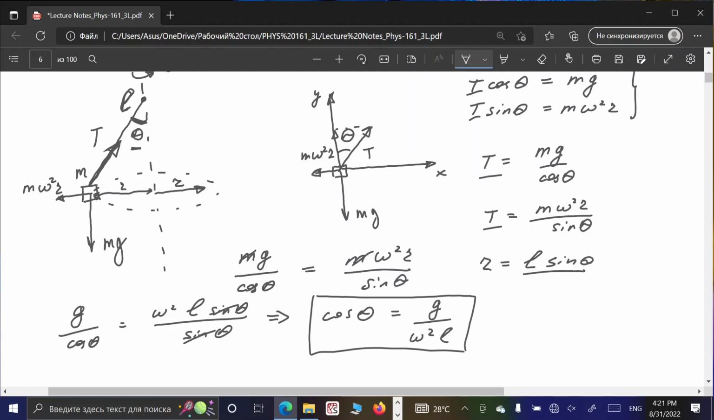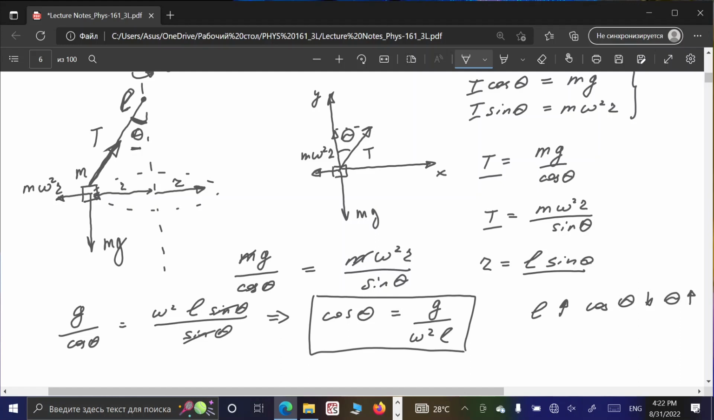But there are two parameters in the denominator which can change. So angular velocity and length of the rope. So if we increase length, cosine theta will decrease. And what does it mean about theta? L increases, cosine theta decreases, and theta will increase. Since cosine theta decreases, theta increases. So that's one factor which will define the angle.